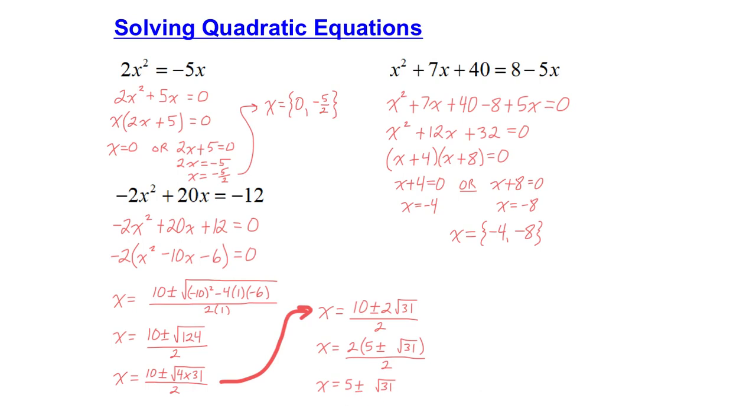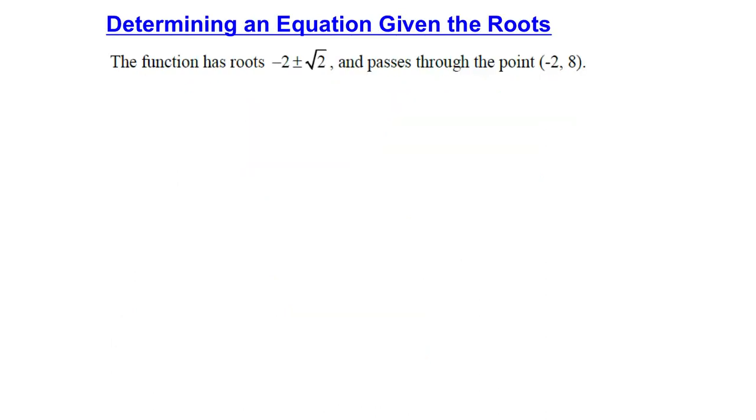So just remember, when you're solving an equation, make sure it equals 0 first, then solve by factoring or using the quadratic formula. We also looked at determining an equation given the roots of the function. The function has roots -2 plus or minus root 2 and passes through the point (-2, 8). So remember, if we know the roots, that's like knowing the x-intercepts.